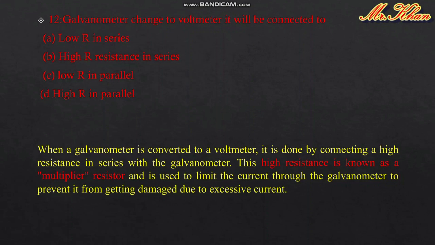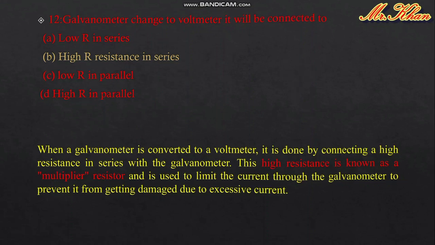When a galvanometer is converted to a voltmeter, it is done by connecting a high resistance in series with the galvanometer. This high resistance is known as a multiplier resistor and is used to limit the current through the galvanometer to prevent it from getting damaged due to excessive current.